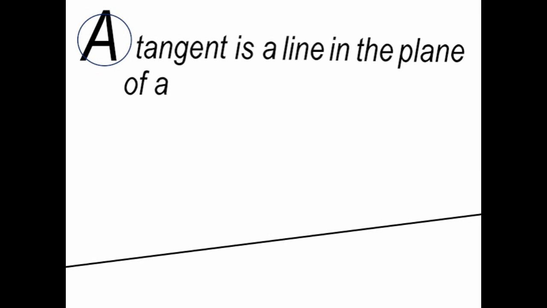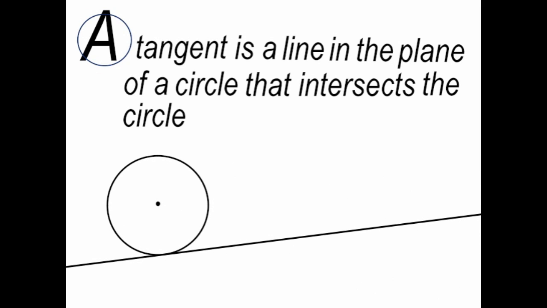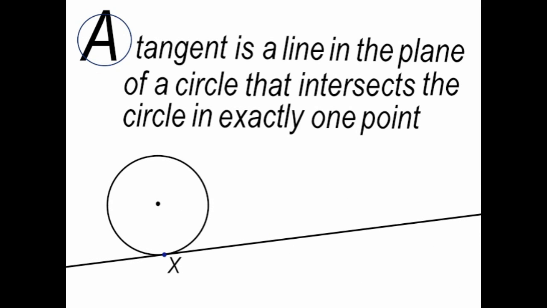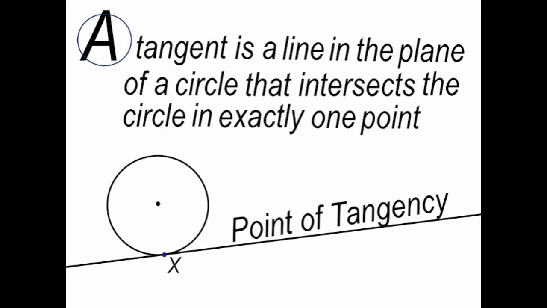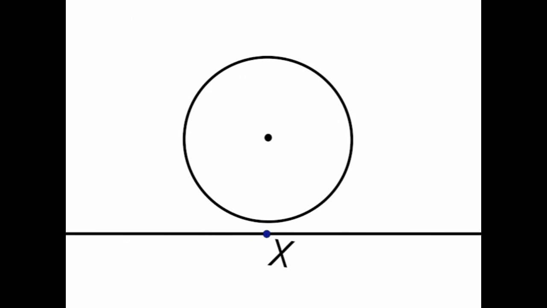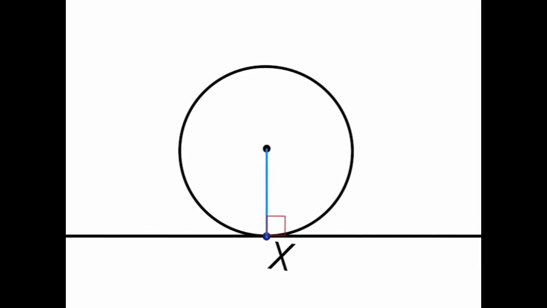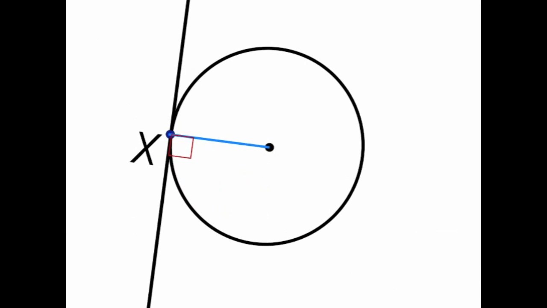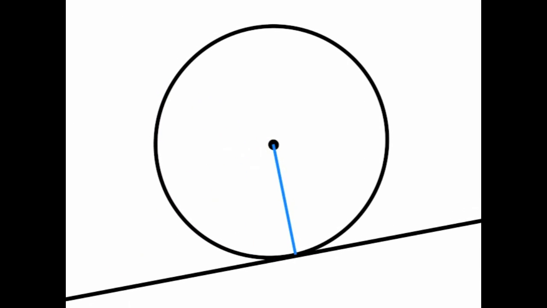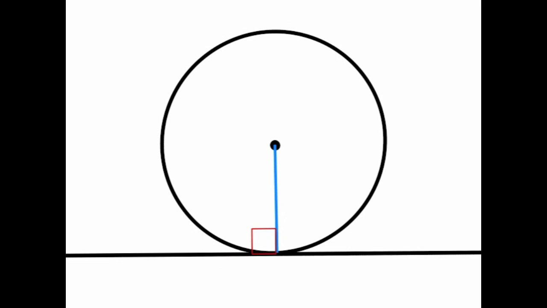With that reviewed, we can move on to tangents. A tangent is a line in the plane of a circle that intersects the circle in exactly one point. This point is called the point of tangency. If a line is tangent to a circle, then the line is also perpendicular to the radius drawn to the point of tangency. In addition, if a line in the plane of a circle is perpendicular to a radius at its outer end point, then the line is a tangent to the circle.